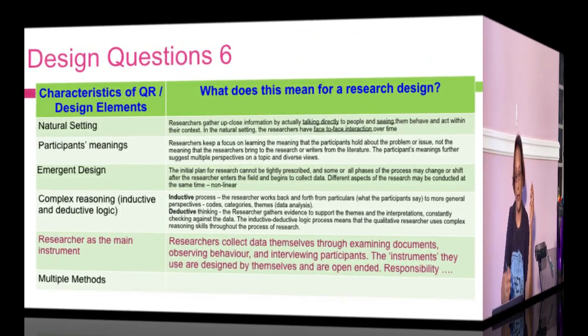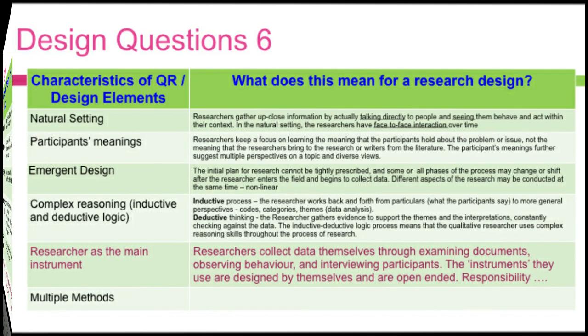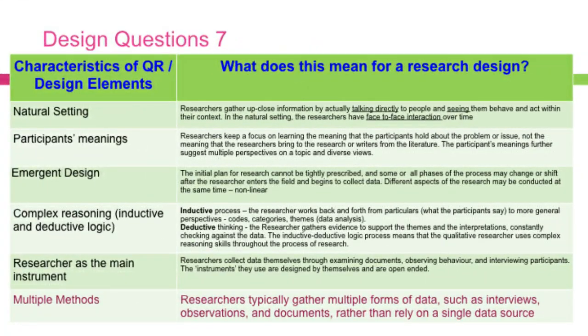And another characteristic of qualitative research is that it really should be done with multiple methods. And multiple methods, we see researchers typically gather multiple forms of data, such as interviews, observations, and documents, rather than rely on a single data source. So you're dealing with human beings, and you're dealing with what they say and what they think they mean and so on. So it may be better if you could have two data sources at least. So you could try to, the word is triangulate or corroborate what may be said in terms of what is being observed.